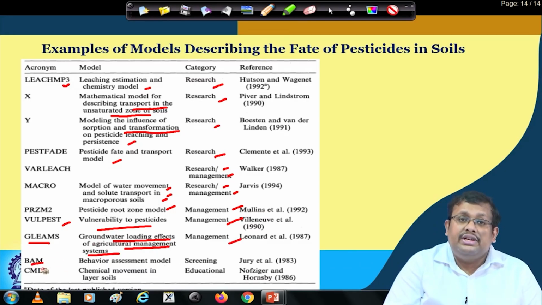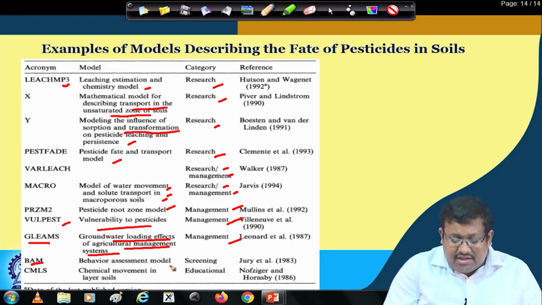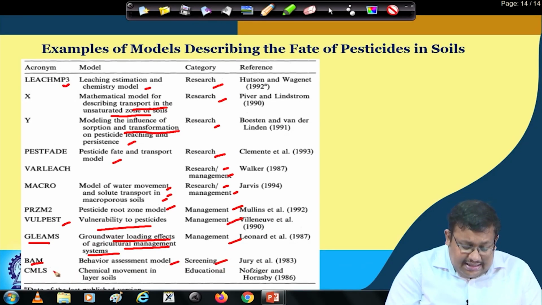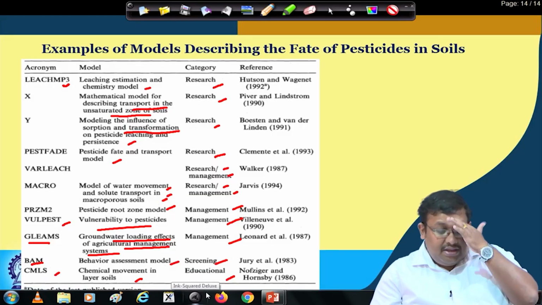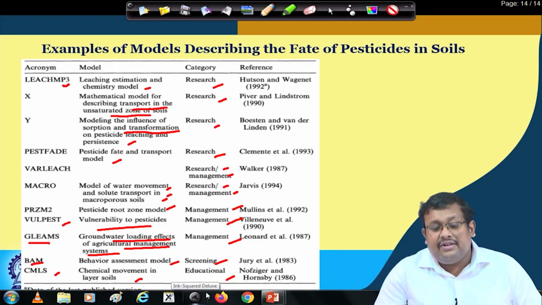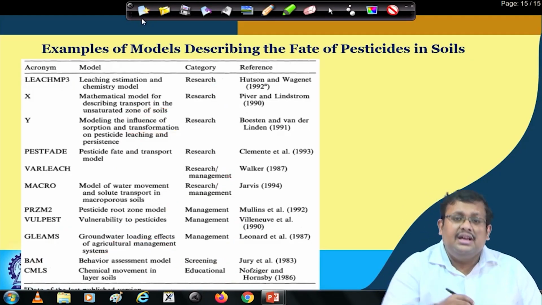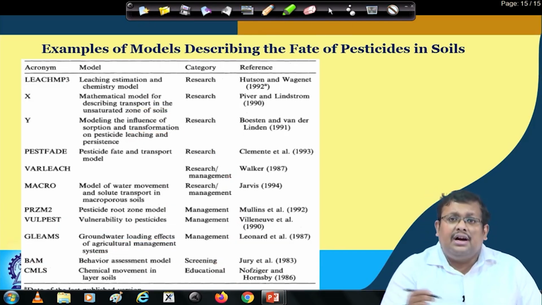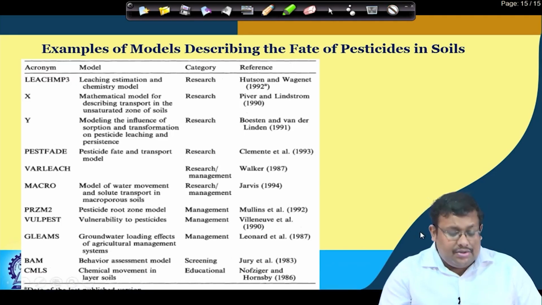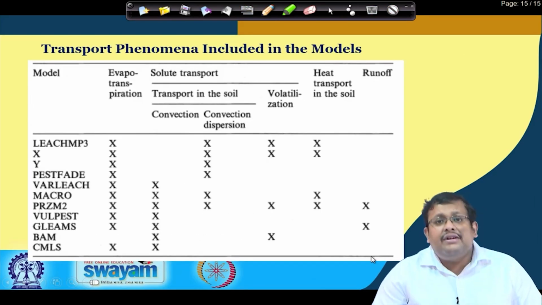BAM, we have already discussed this BAM. Remember while discussing the CD equations. So, behavior assessment model, which is a screening model, and this CMLS, which is a chemical movement in the layered soil, that is an educational model or teaching model. So, these are some of the examples of models describing the fate of pesticides in the soils, and they can also be utilized for other purposes, modeling other chemical compounds also.